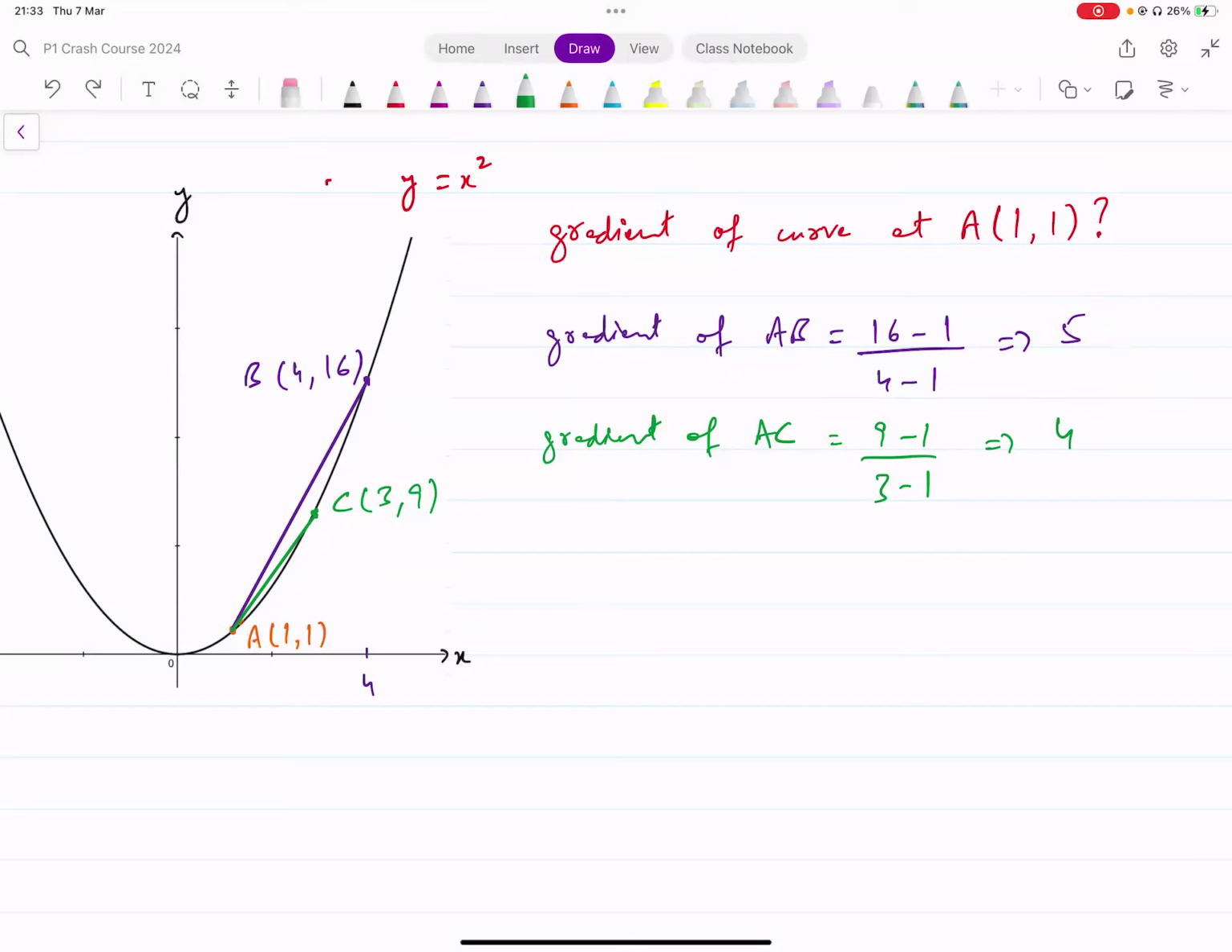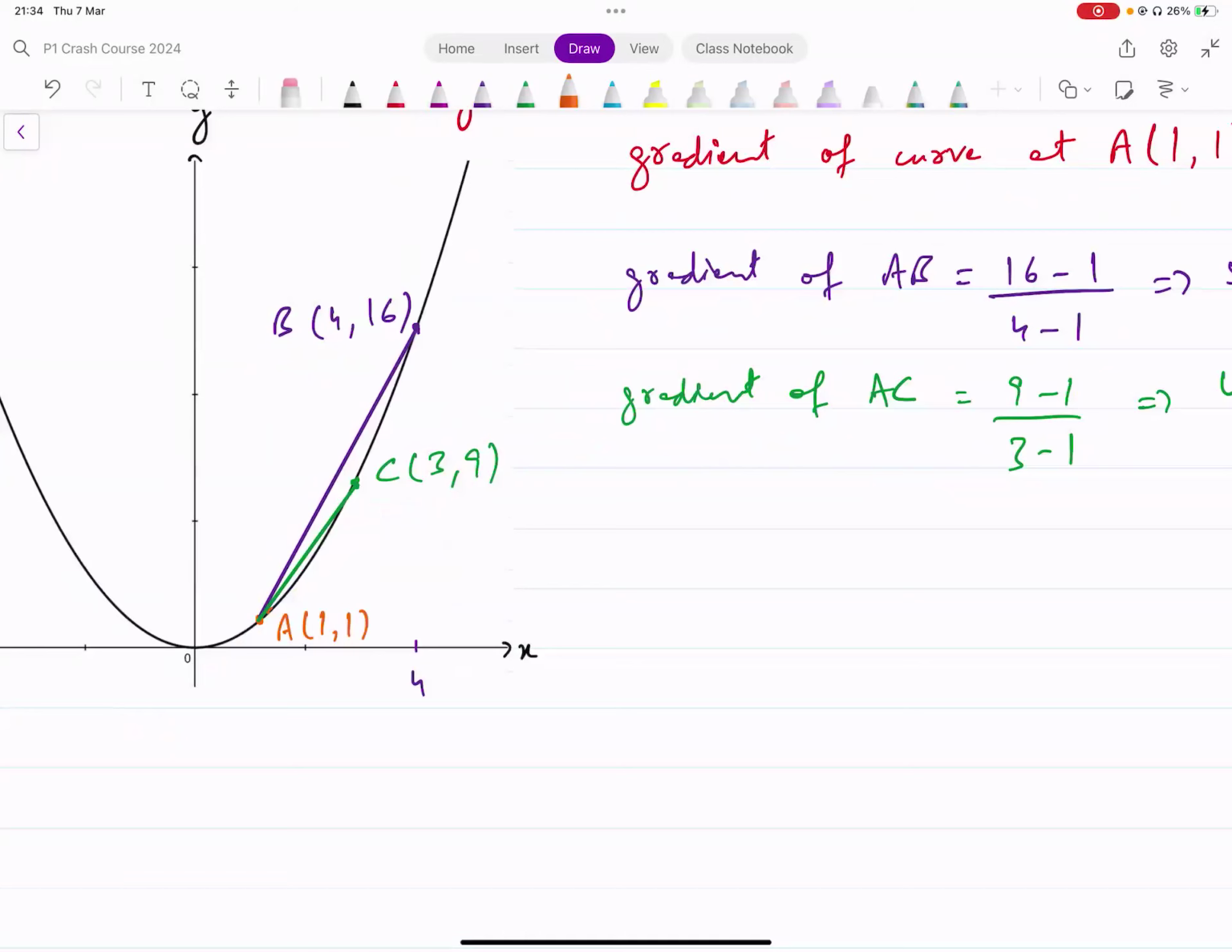Now, is that a good estimate? That's also not a very good estimate. However, it's at least better than before because it's closer to the direction of the tangent. This was the direction of the tangent. AB was far away from that. AC is relatively close to that. So 4 is still not a very good estimate, but it's better than before. Now, using this idea, if we could keep bringing this C closer to A, the estimate of the gradient would keep getting better.